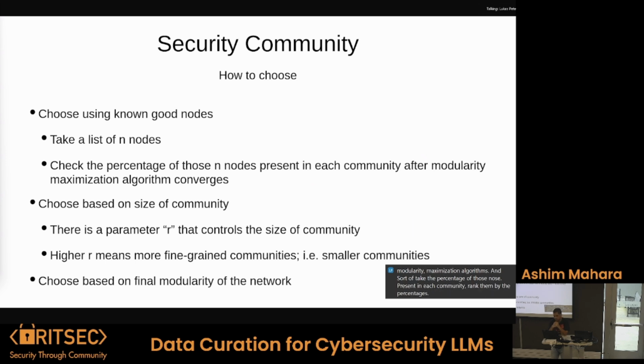Another thing is choosing based on the size of the community, because there's a parameter R for the modularity maximization algorithm that controls how big the communities are, which means that if I want a really fine-grained community, I can choose a higher R, which means that I will get smaller communities or a smaller number of nodes, but they would be highly connected to each other. Choose based on the final modularity of the network. This should be given by the modularity maximization algorithm.